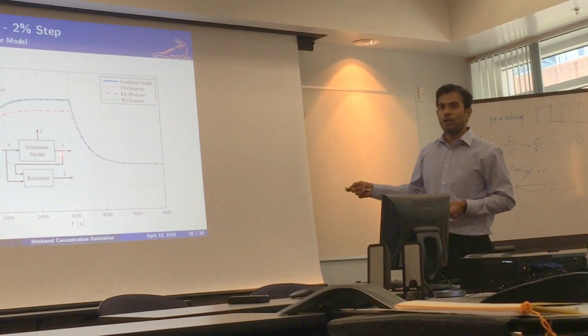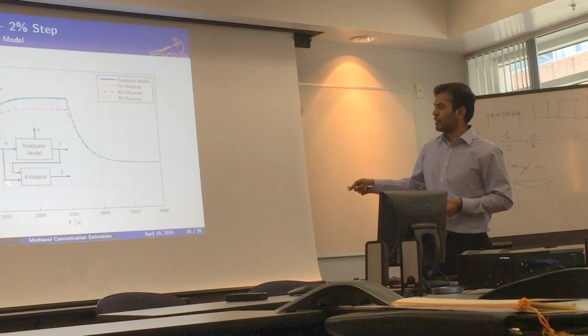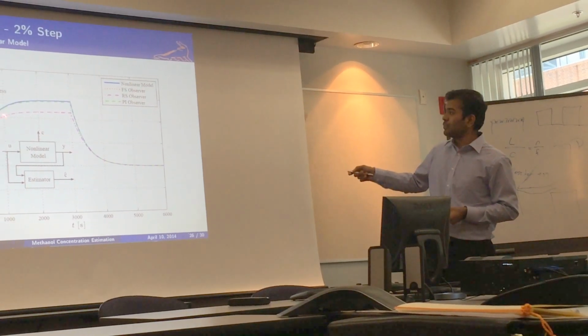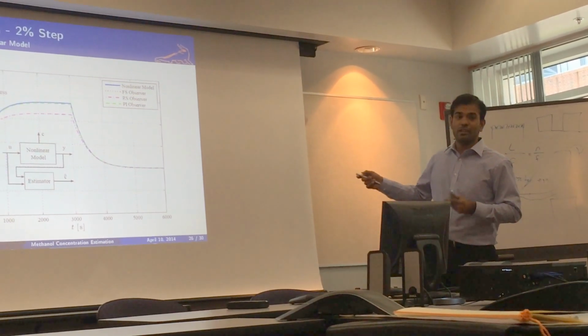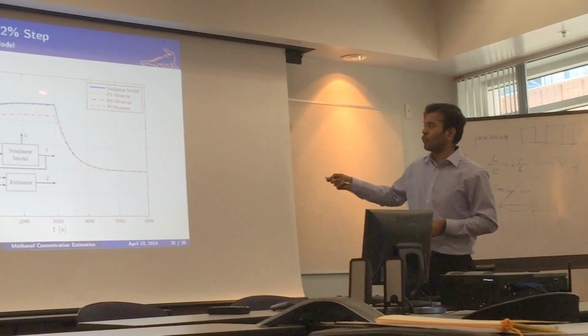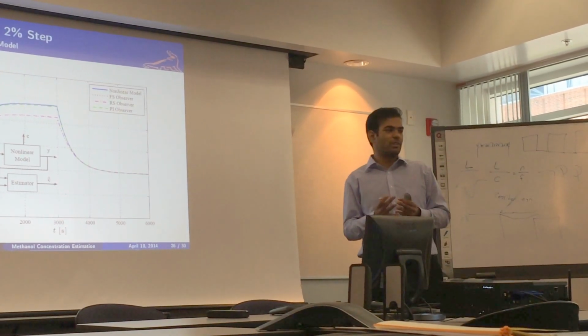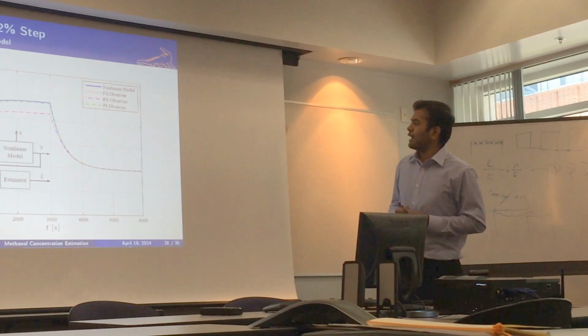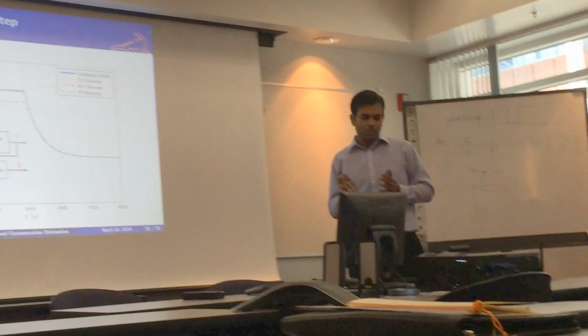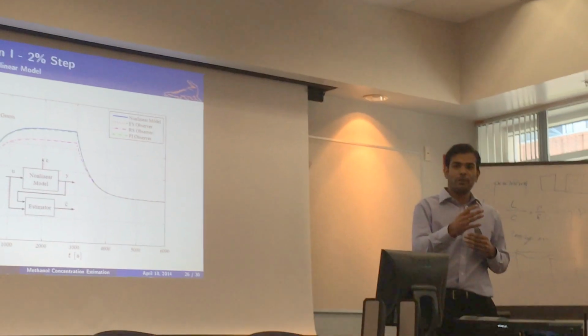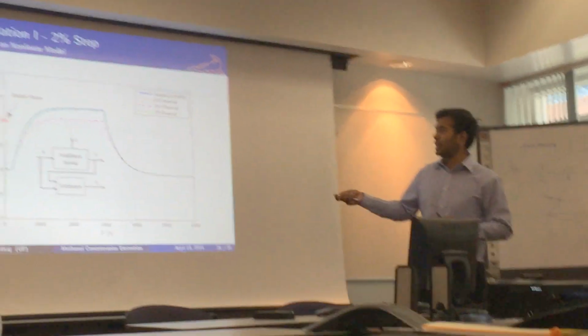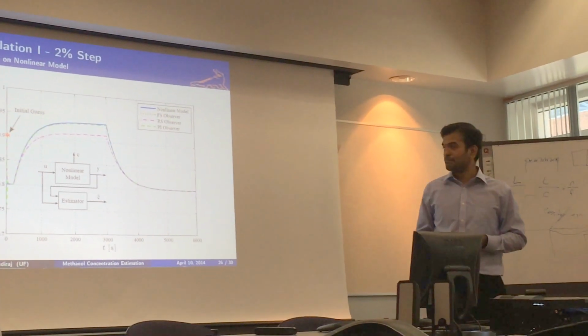However, when this block is a PI observer, my estimate is in very good agreement with my model prediction. This is because of the additional robustness of the integral observer, and the PI observer is able to tolerate my model mismatch, and at the same time is able to predict a good concentration estimate.